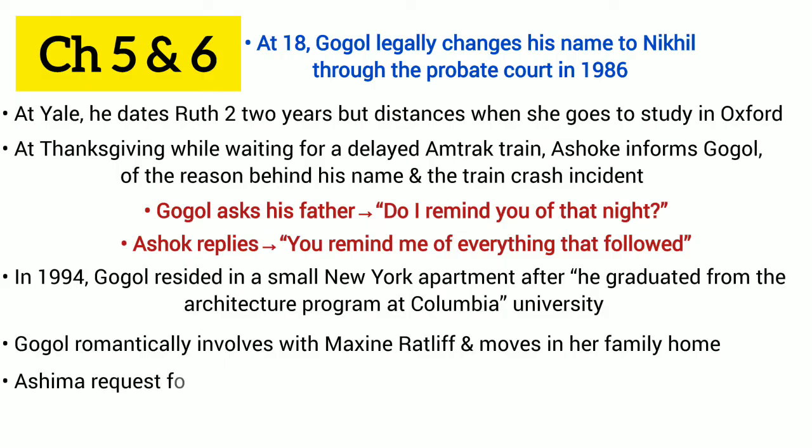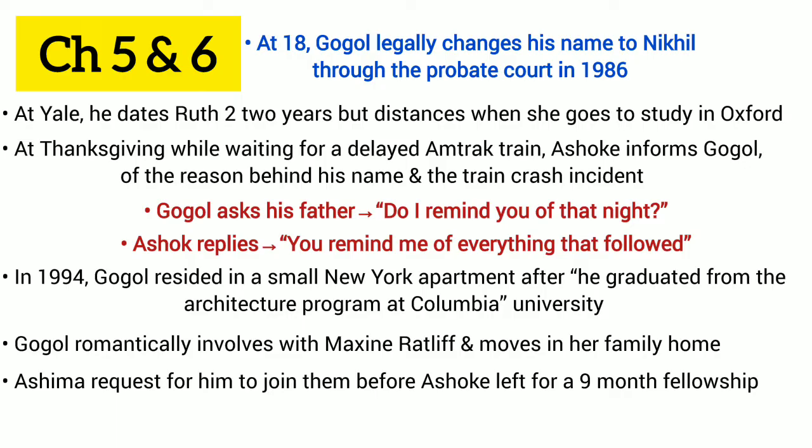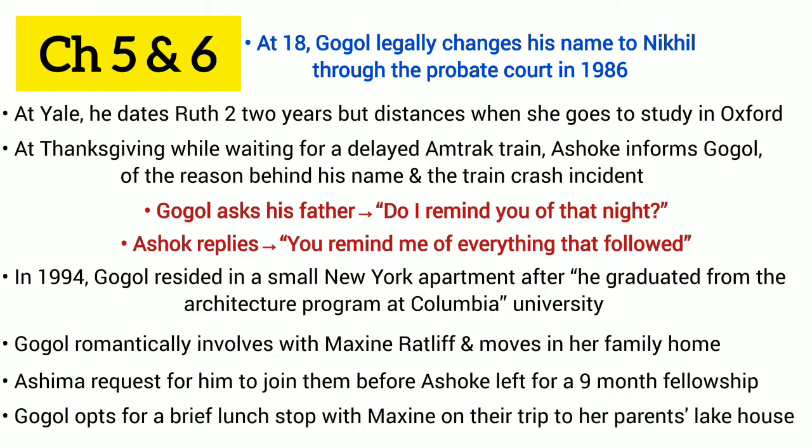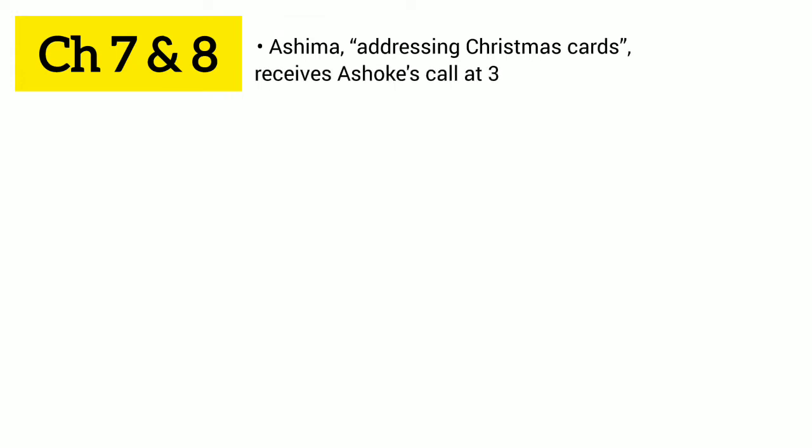Despite Ashima's request for him to join them before his father departed for a 9-month teaching fellowship at a university near Cleveland, Gogol opts for a brief lunch stop with Maxine on their trip to her parents' lake house in New Hampshire. Meanwhile, as Ashima peacefully addresses Christmas cards, she receives a call from Ashok at 3 p.m.